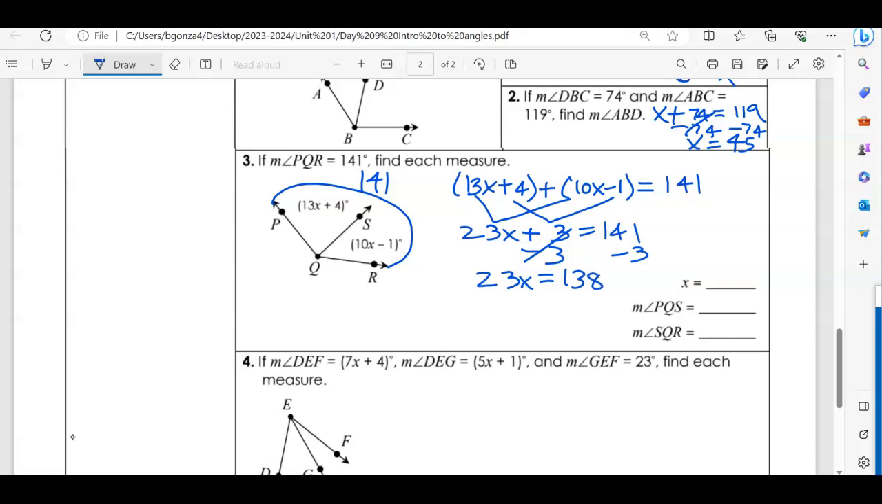Last step, how do I get rid of the 23 in front of x? Divide by 23. What is 138 divided by 23?